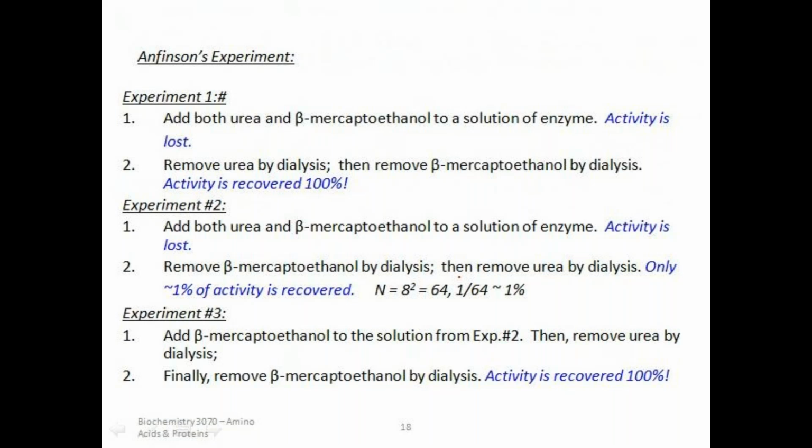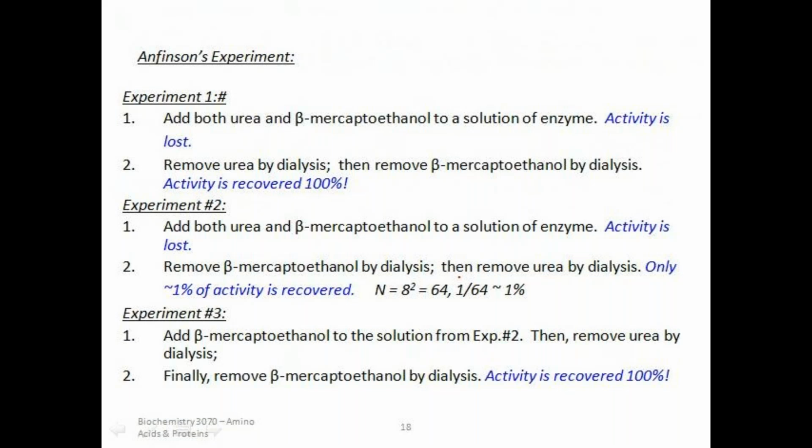Next, he removed the urea by dialysis, and then removed beta mercaptoethanol by dialysis. Activity is recovered 100%. That means the bonds responsible for tertiary structure are re-formed after removing the urea and beta mercaptoethanol, and the activity is 100% after removing.